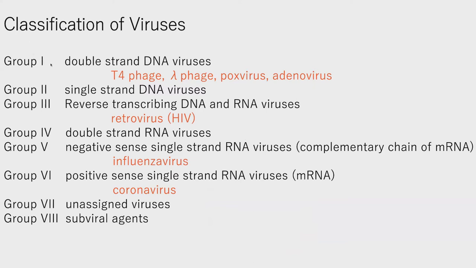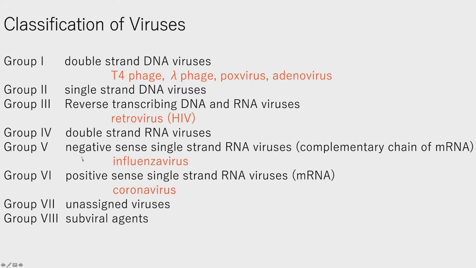Group one consists of the double-strand DNA viruses. Group two consists of the single-strand DNA viruses. Group three is DNA or RNA viruses, but they share the characteristic that they encode the reverse transcriptase. And group four is the double-strand RNA viruses.